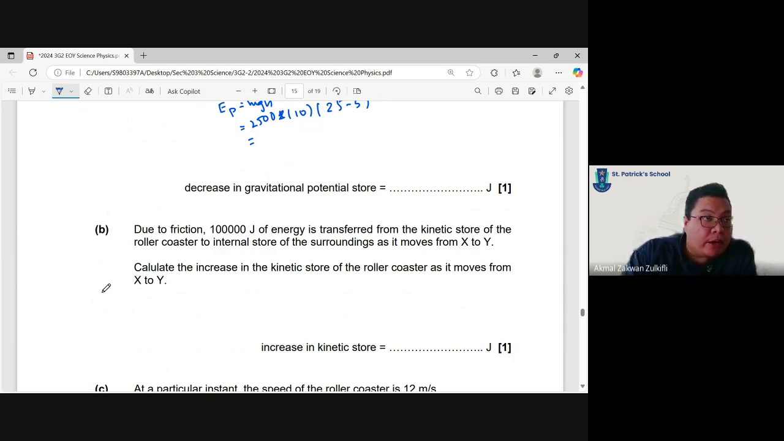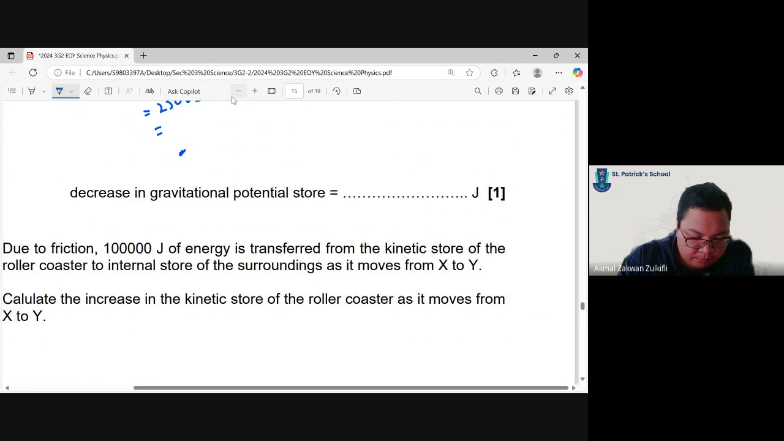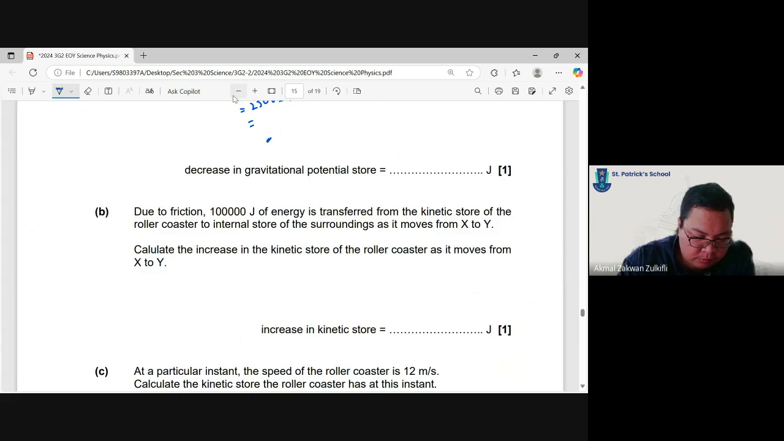Why? Because they say 100,000 joules is transferred from the kinetic store to the internal store of the surroundings. So what is the value here? Your answer for the decrease in EP is 500,000 joules. So ideally it's 500,000, but 100,000 is being transferred, so you only get 400,000 joules.